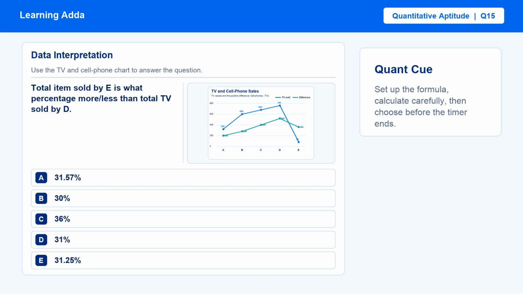Question 15. Total items sold by E is what percentage more or less than total TV sold by D? Option A, 31.57%. Option B, 30%. Option C, 36%. Option D, 31%. Option E, 31.25%. The timer starts now.